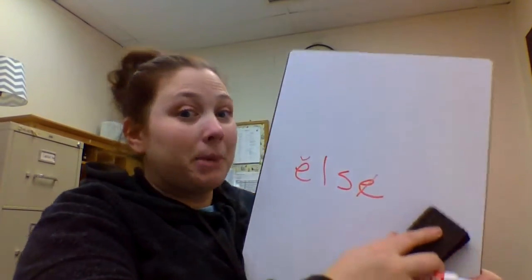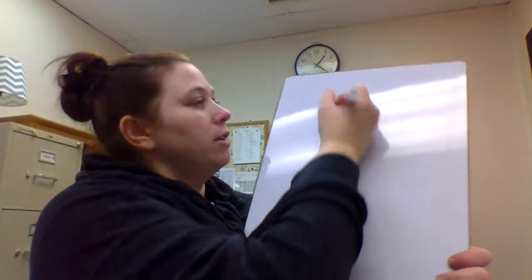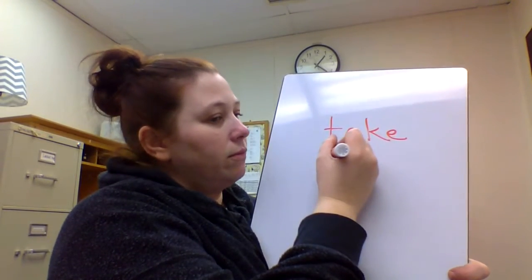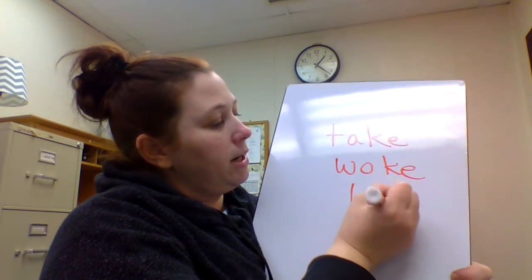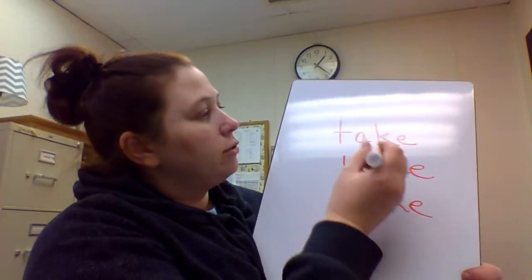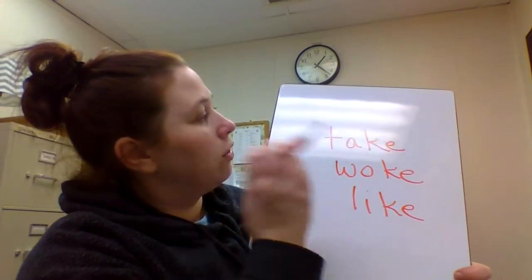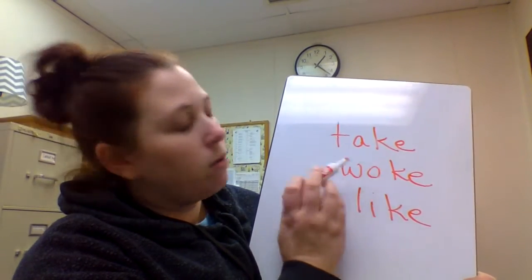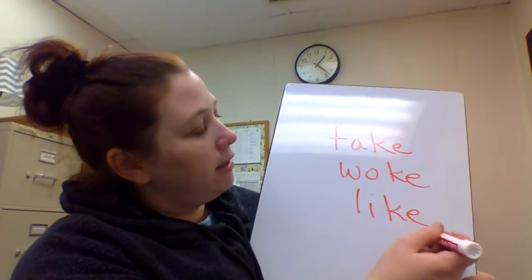Let's learn about a new way to spell the K sound at the end of a word. Let's look at these words. Take, woke, like. What do we know about all these words? The vowel in the middle has the long sound. Take, woke, like, right? And what do we see that's the same at the end?